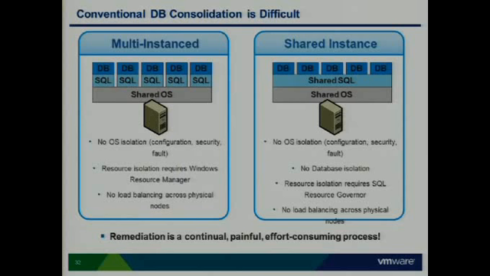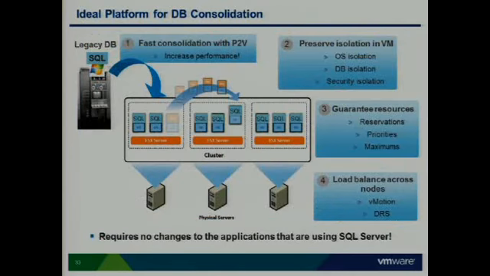So a better way of doing things would be to leave the SQL servers as is. If you're running SQL 2005 on physical, migrate it to 2005 on virtual. We don't really care from a VMware perspective because each VM has its own OS, database, and security isolation. You can leave it as is. You don't have to change the name of the SQL server, the IP address, anything about it, which means no changes to the application. Guarantee resources to SQL servers that need them through reservations, priorities, and maximums.